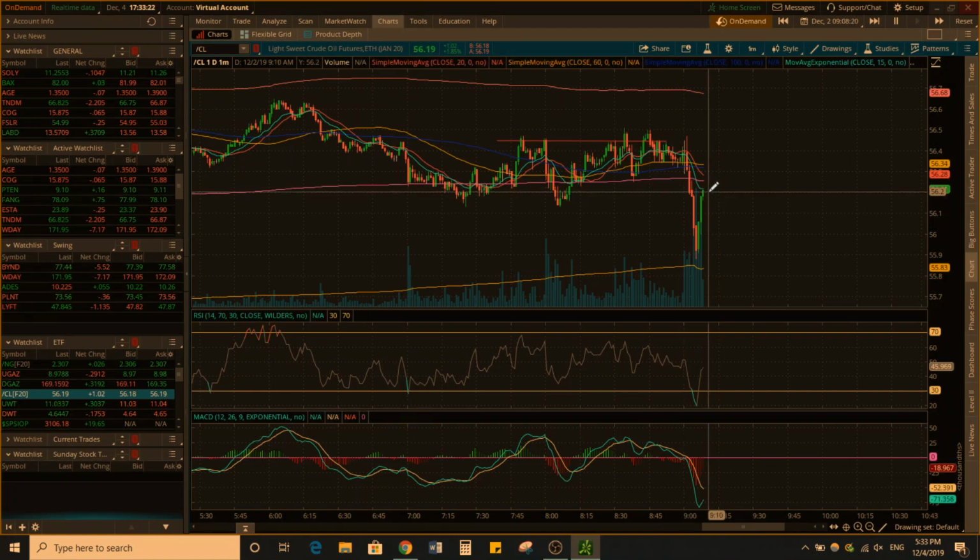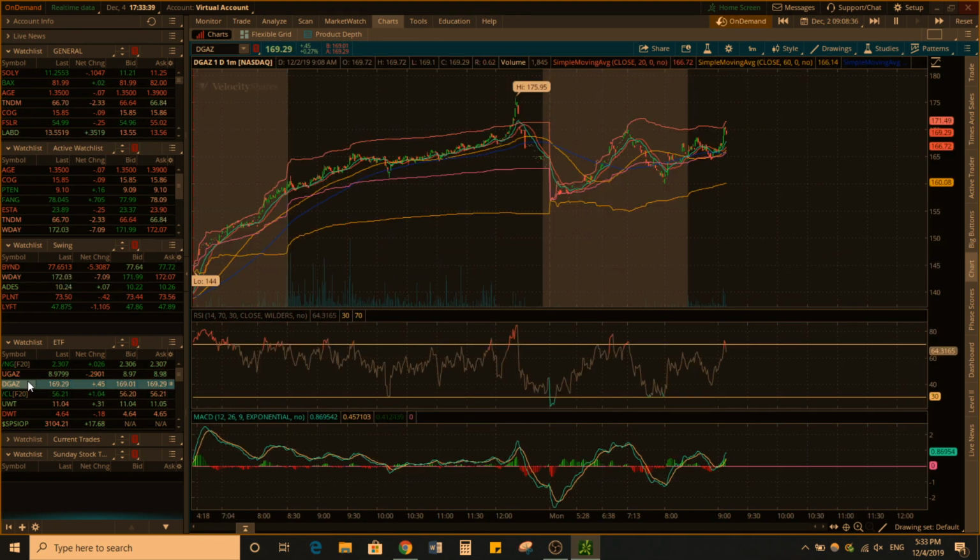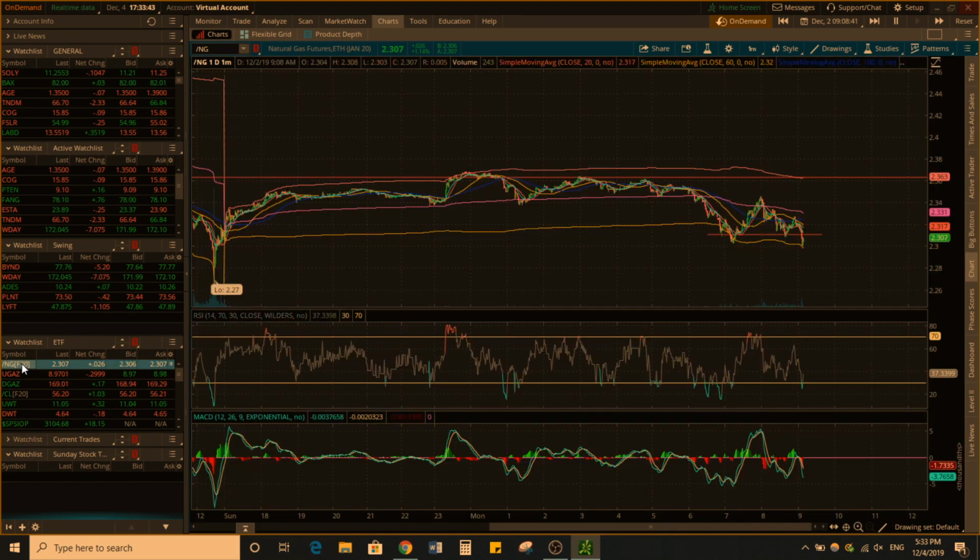Like, hey, you know what? This is a pretty good deal if it goes from here to there, but it could be rejected, and I think it will be rejected by either the EMA or the middle VWAP. So I'll check back in on this in a few minutes and see where it's going. But definitely not gonna trade that today. I'm probably gonna stick with Diaz if I take another trade today.